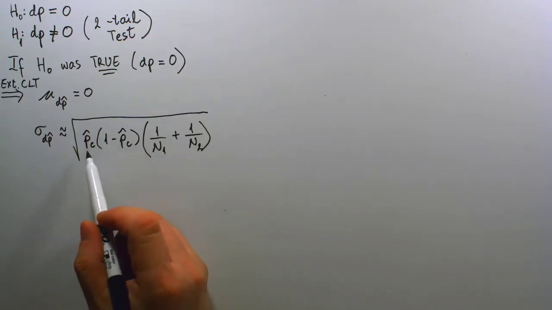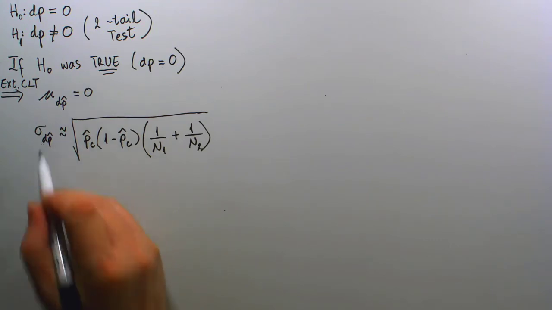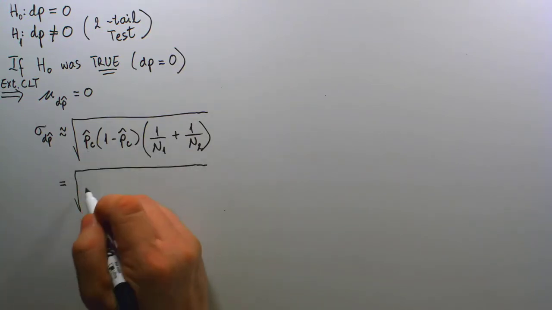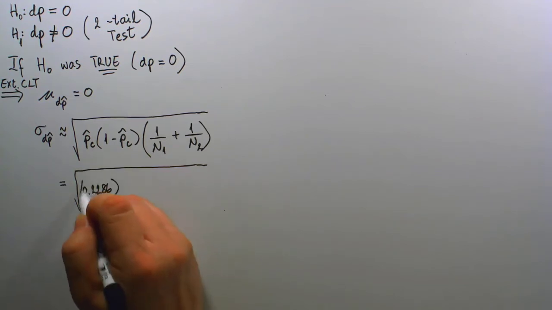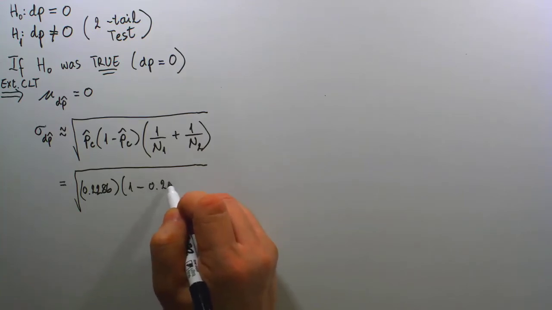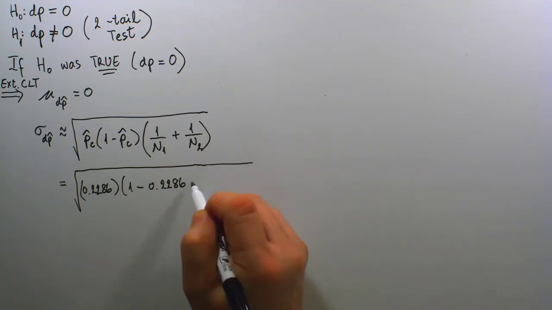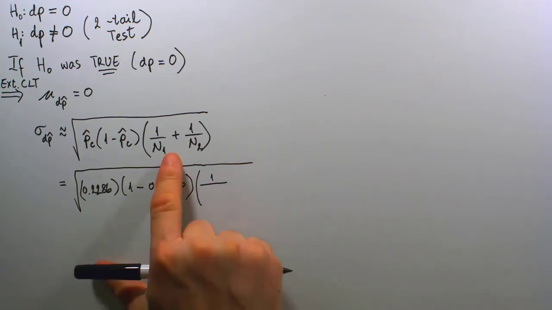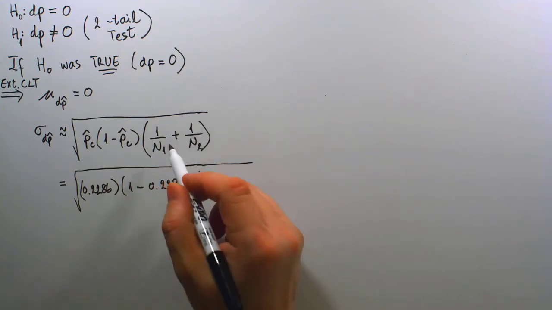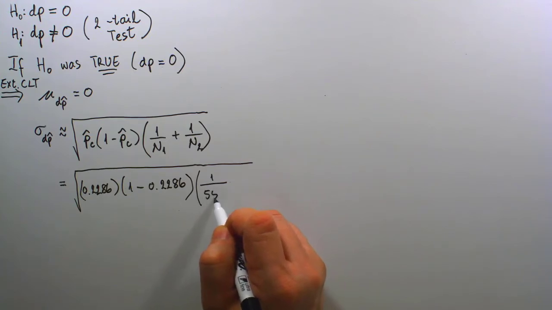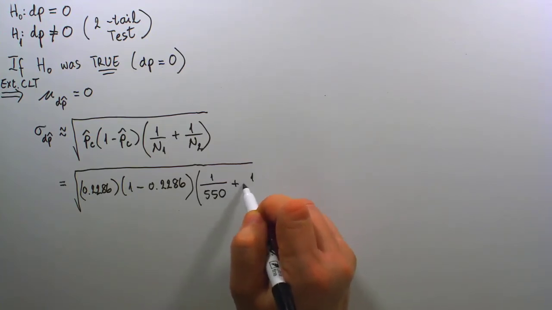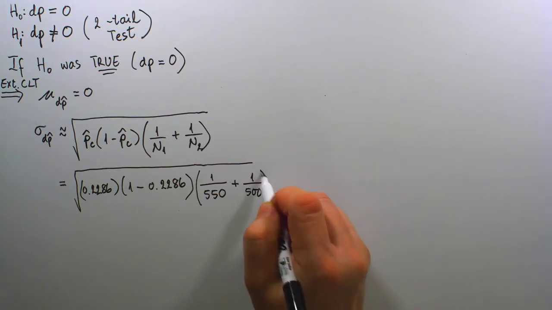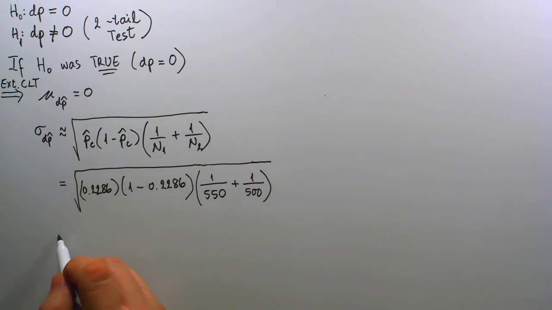And so now having p hat c already calculated, we can proceed with approximating sigma dp hat by substituting p hat c that we have seen earlier. So 0.2286 multiplied with 1 minus 0.2286. And now as a reminder, our sample size n1 was 550. So this next expression here is going to be 1 over 550 plus 1 over sample size n2, where the actual sample size there was 500. So 1 over 500 here in our expression.